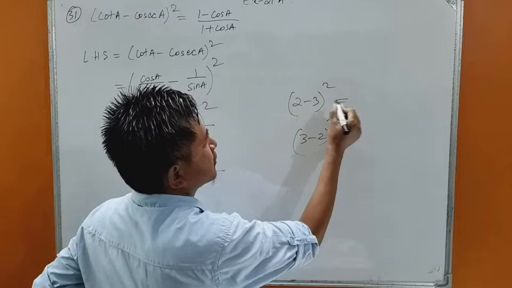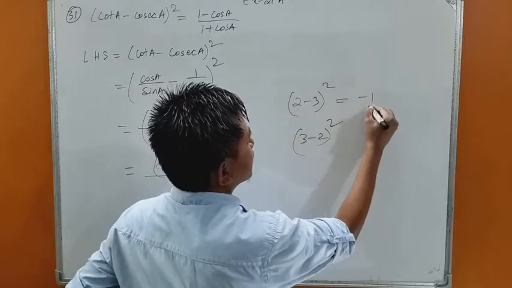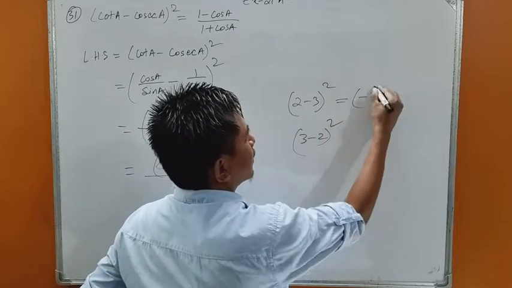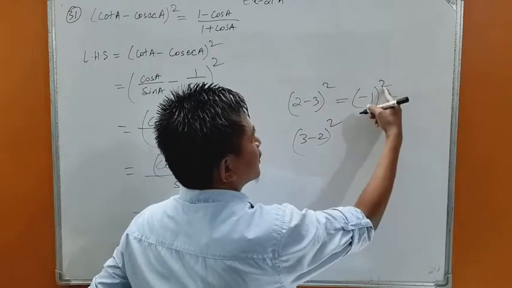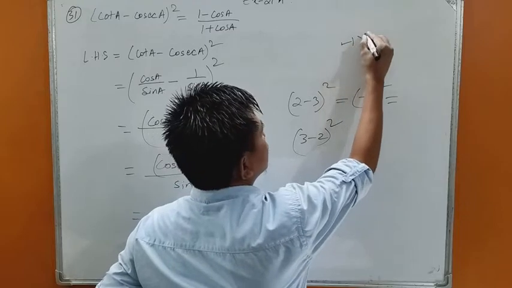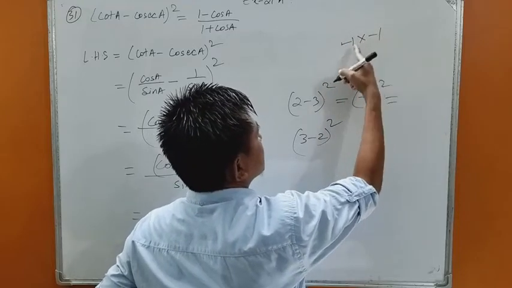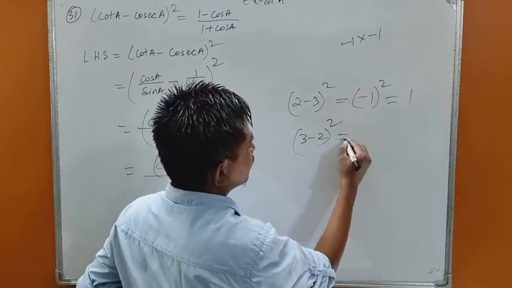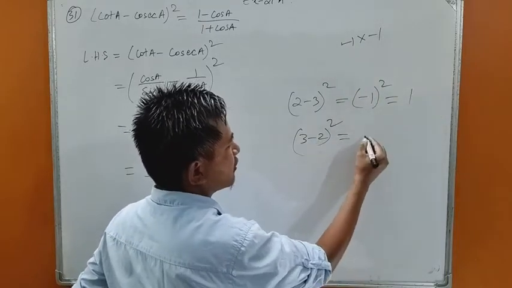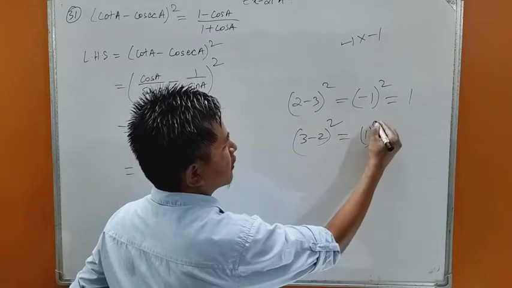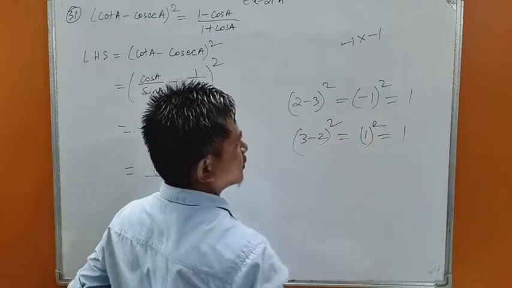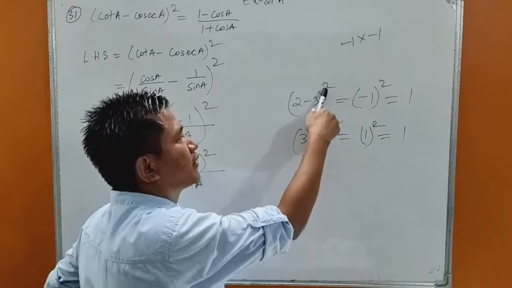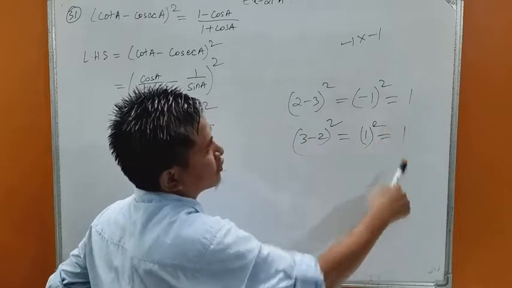2 minus 3 is minus 1, the sign of the greater number comes. Minus 3 plus 2 is minus 1, whole square. So minus 1 square means minus 1 into minus 1, and minus into minus is plus, so 1 into 1 is 1. Here we have 3 minus 2, which is 1 square, and 1 square means 1 into 1 is 1. So either you write 2 minus 3 or 3 minus 2, when there is a square, the result will be the same.